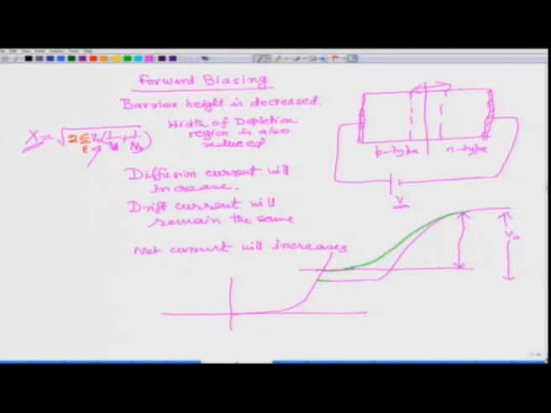steeply. So, this side is now the battery voltage V that we are putting, and this side is the current. So, in this non-linear way it increases, and the drift current is very small, and that is not affected by this, and that drift current is going like this and remains the same. So, we will stop here and we will take from this point only next lecture.